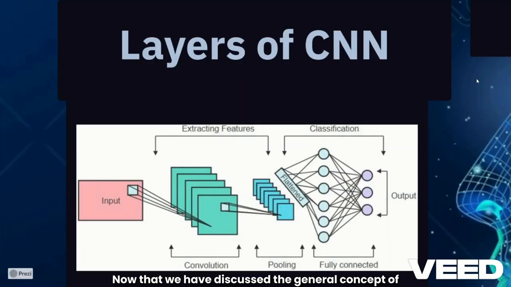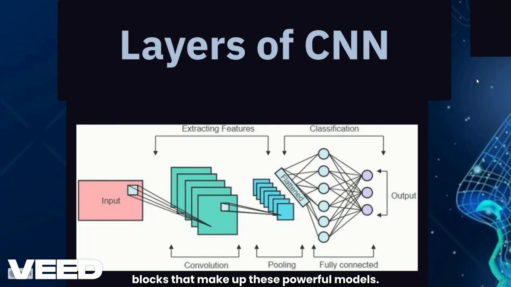Now that we have discussed the general concept of convolutional neural networks, let's dive into the key building blocks that make up these powerful models, the layers. CNNs are composed of several types of layers, each with a specific role in processing and learning from the input data, typically images.